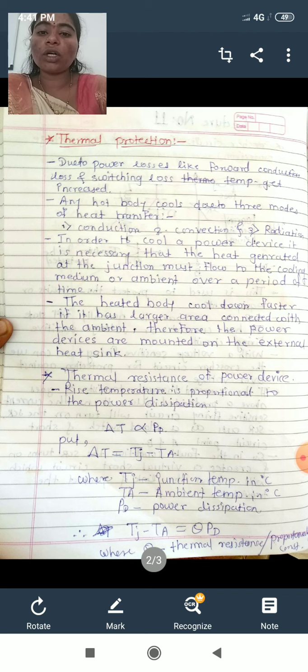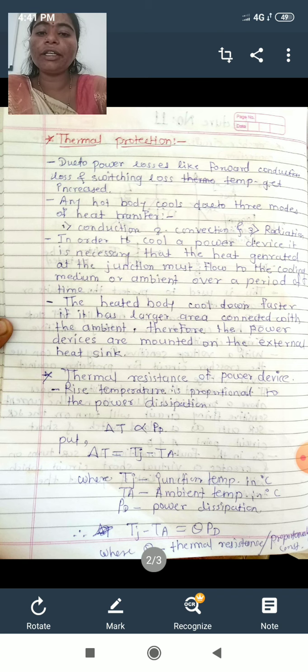Any hot body cools due to the three modes of heat transfer. First mode is conduction, second is convection, and third is radiation. These are the three modes of cooling any device. Now, in order to cool a power device, it is necessary that the heat generated at the junction must flow to the cooling medium or ambient over a period of time.